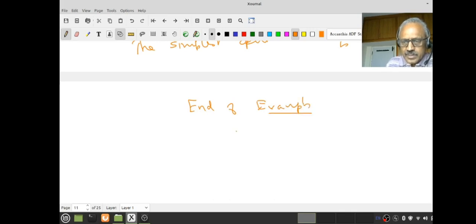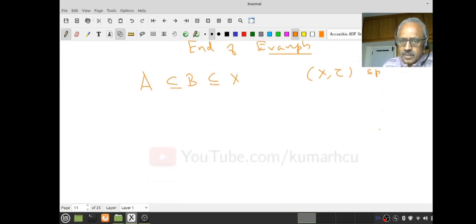Since I have time, let me look at one more thing. Suppose A is a subset of B and B is a subset of X, and (X, tau) is a topological space. Now on A I have two topologies. How many of you can guess what it is?